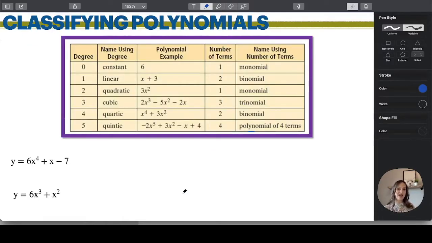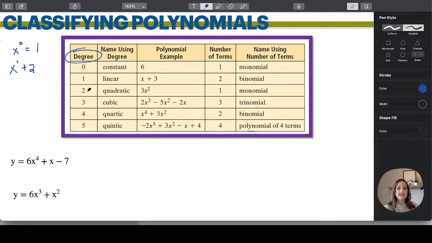Now, you can also classify polynomials according to degree and then according to the number of terms. So first, we're going to discuss according to the degree. If the highest exponent has a degree of 0, meaning x to the 0, then the name is a constant because the x to the 0 is actually a number, and so it would be a constant. If the highest exponent is a 1, for example, x plus 3, it is called a linear function.